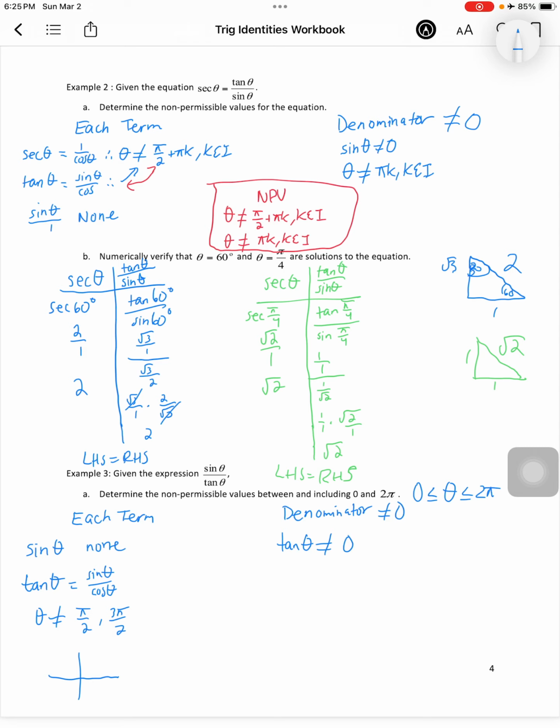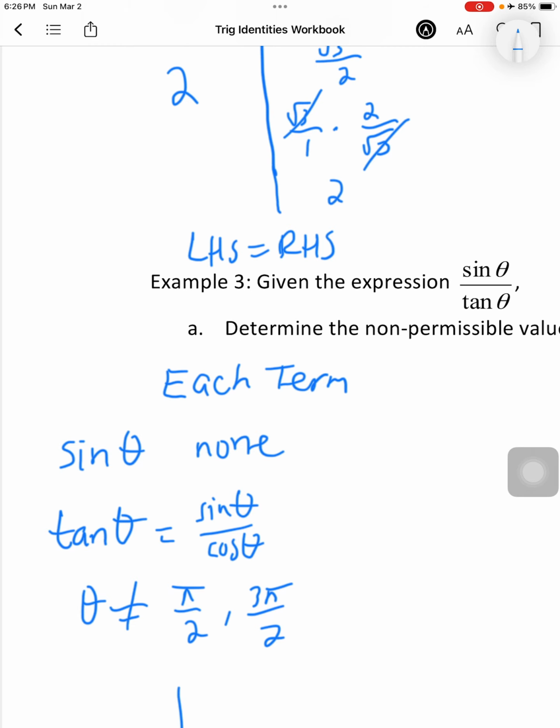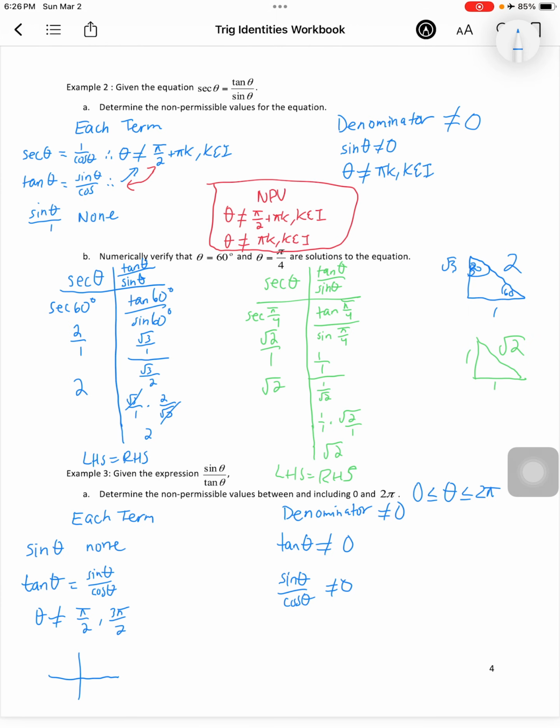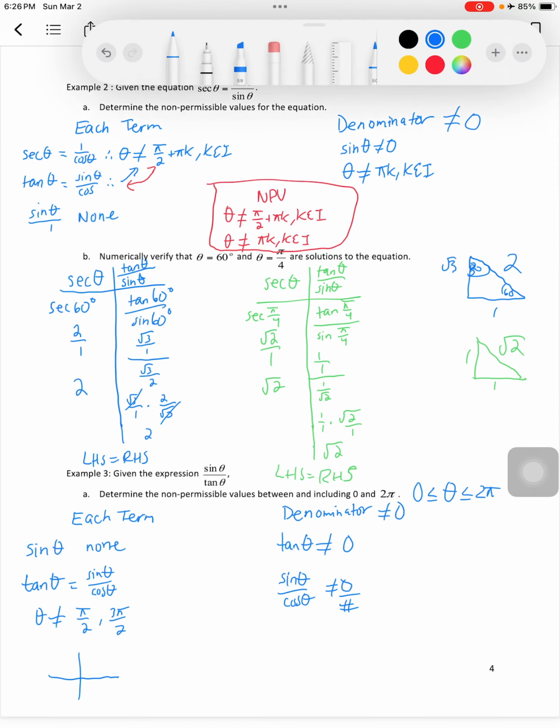So here, tan theta is the same thing as sine theta over cos theta, right? And that cannot be equal to 0. If you had cos theta equal to 0, so let's say your denominator was 0 now, that would make your function undefined. But we already addressed that over here. So that means we don't want sine theta equal to 0, because if you had 0 over any number, right, it's just going to be 0.